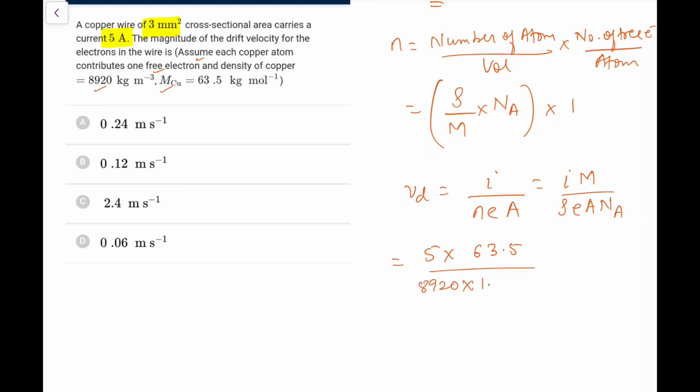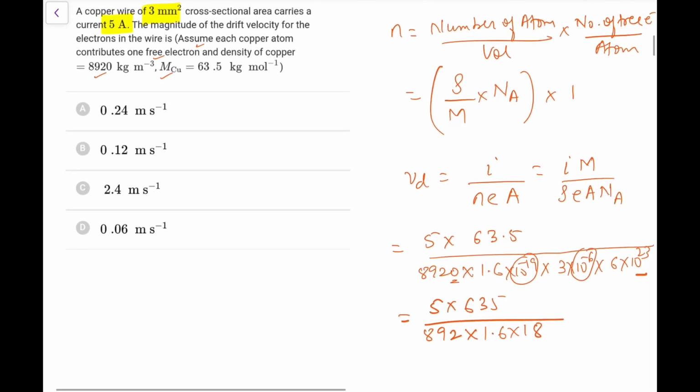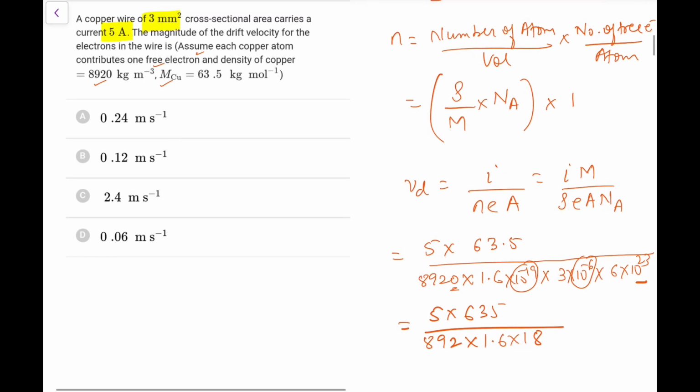Rho is 8920, e is 1.6 into 10 to the power minus 19, A is 3 into 10 to the power minus 6, and Na is 6 into 10 to the power 23. I can take powers: 19 and 6 is 25, 23 and 1 is 24, so it would be 10 to the power minus 1, 10 goes up. So 5 into 6 is 3, and this 0 we have taken. 1.6 into 3 is 18. That is what we are getting. Now what we are left with is 635 into 5 upon 8921.618.